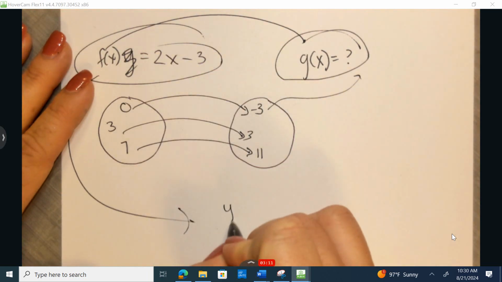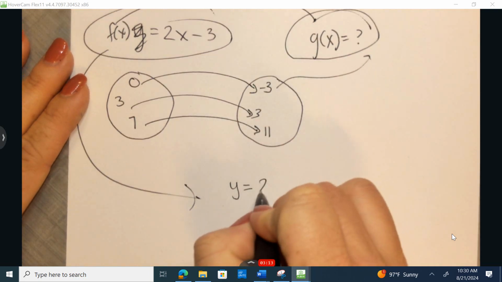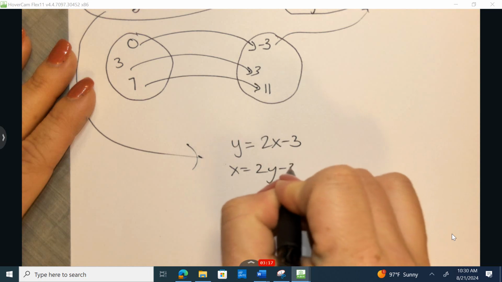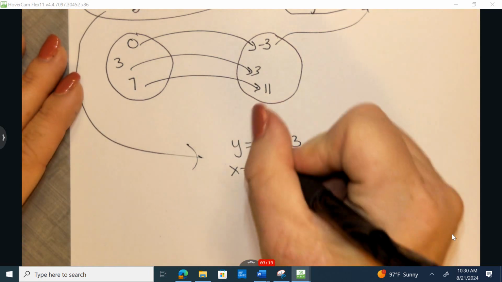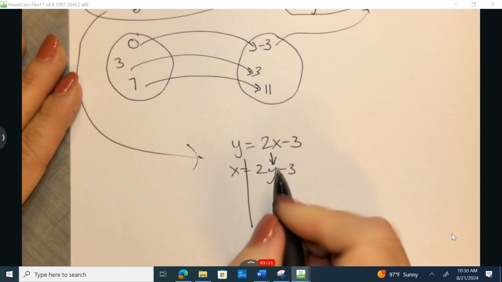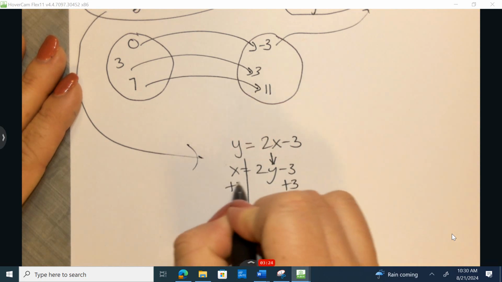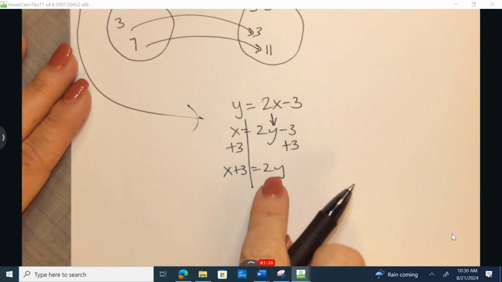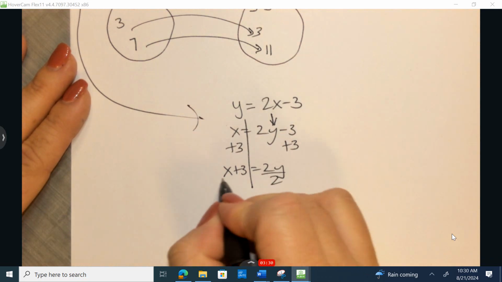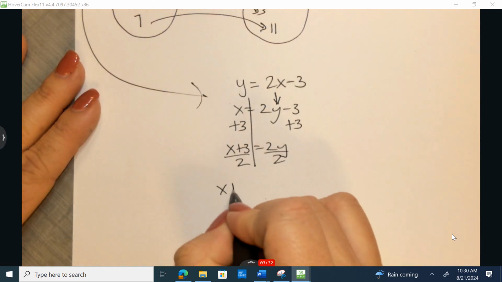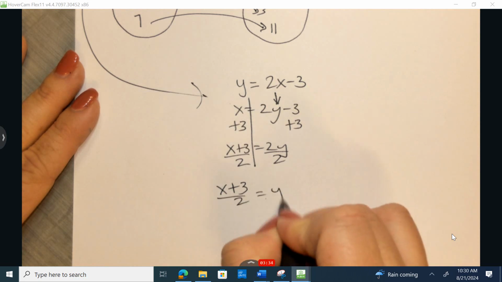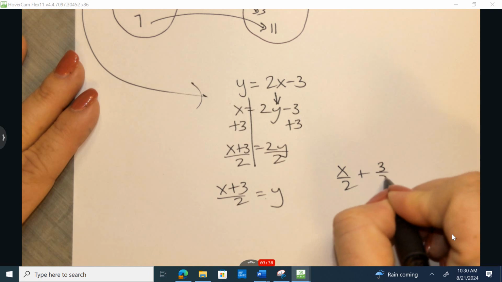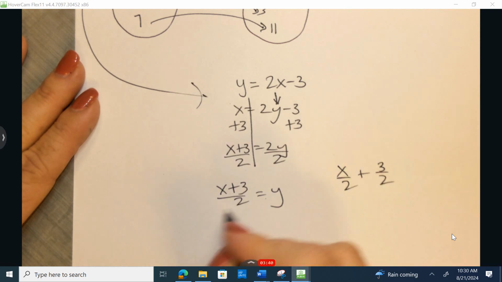The first thing I'm going to do is replace f of x with y. Step 2 is I'm going to switch the x and y. Step 3 is I'm going to isolate the y. To get y by itself, I'm going to add 3 to both sides. x plus 3 equals 2y. To isolate the y, the opposite of multiplying by 2 is dividing by 2, and I get (x plus 3) over 2 equals y. I could rewrite this as x over 2 plus 3 halves, and that's okay as well. Either one of these is okay.